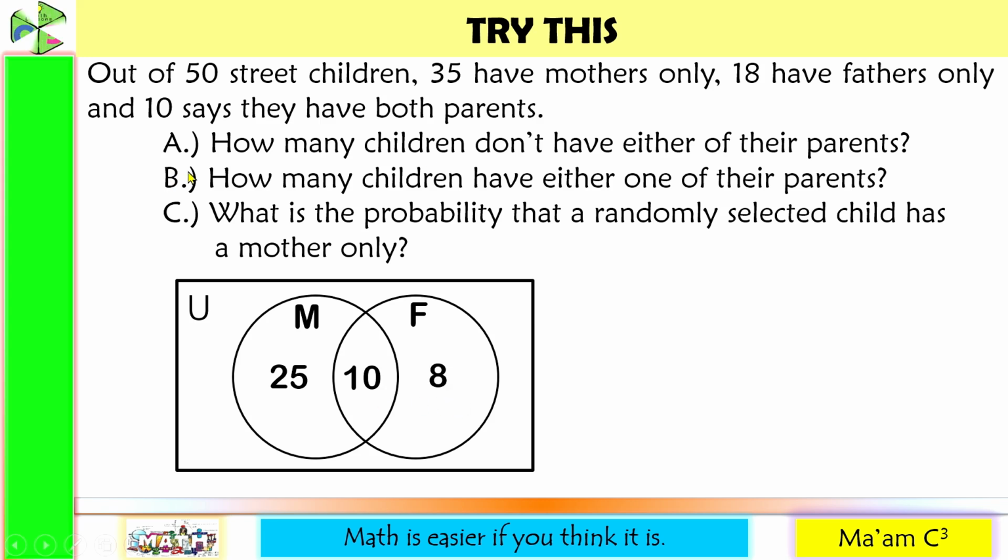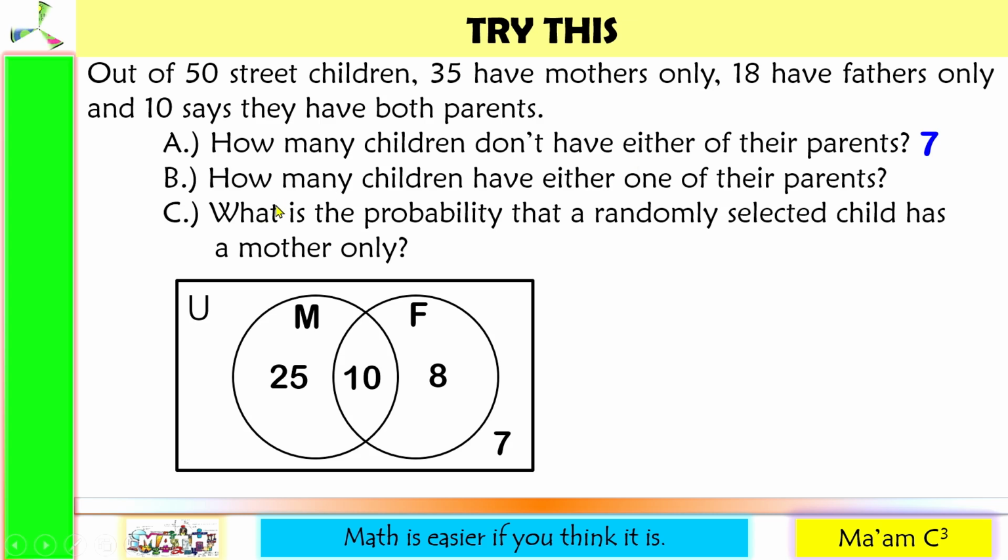Now, how many children don't have either of their parents? So they don't have their mother or their father or both. So all we have to do is to add all of this. 25 plus 10 is 35 plus 8 is 43. But there are 50 street children. 50 minus 43 is equal to 7. So there are 7 street children that do not have either of their parents.